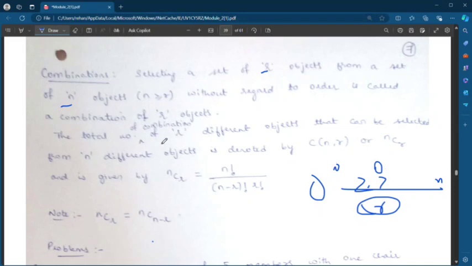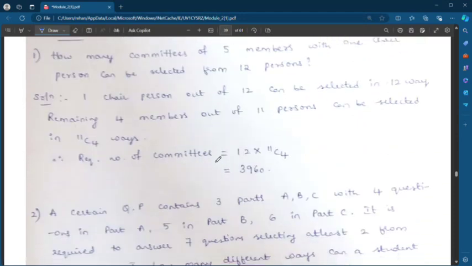So the total number of combinations of R different objects that can be selected from n different objects is denoted by C of n comma R. Their permutation arrangement was denoted by P of n comma R. Here combination is denoted by C of n comma R, or nCr. nCr is in your calculator: shift and division button, you will get your nCr. It is given by nCr equals n factorial divided by n minus r factorial into r factorial. There we only had n factorial divided by n minus r factorial. Here the only extra thing is this will again be multiplied with r factorial. That's it. Now let us see the problem.